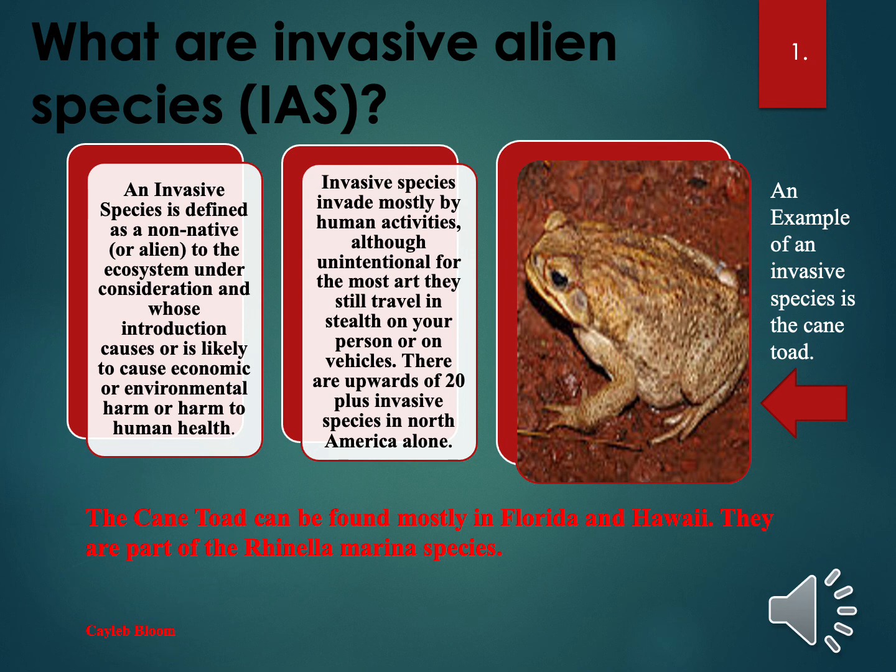Invasive species end up where they end up mostly through human activities, traveling, luggage, mostly plants in that way. An example of an invasive species in the United States is the cane toad. The cane toad is very poisonous, so it doesn't really have a lot of predators, if any at all, and it can be found mostly in Florida and Hawaii.